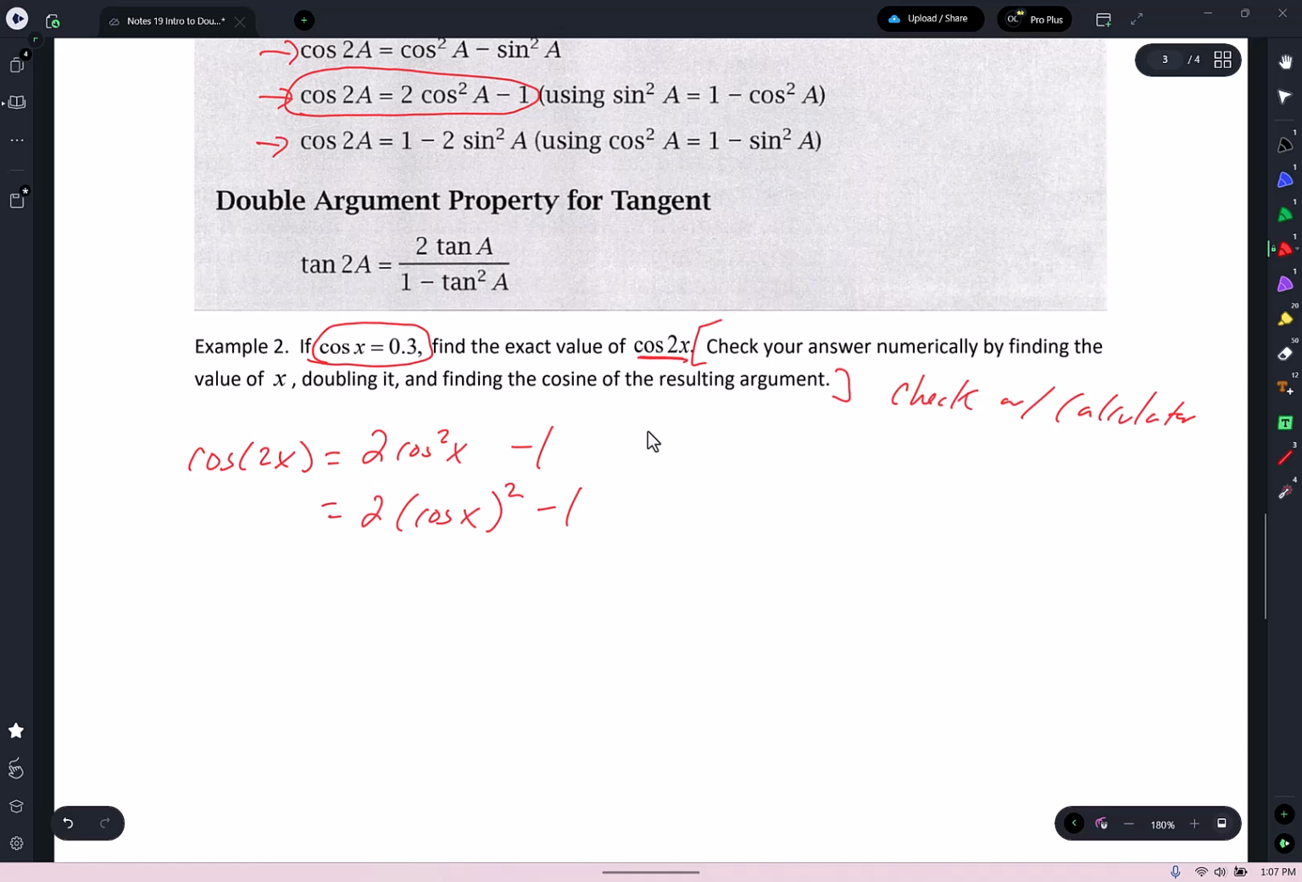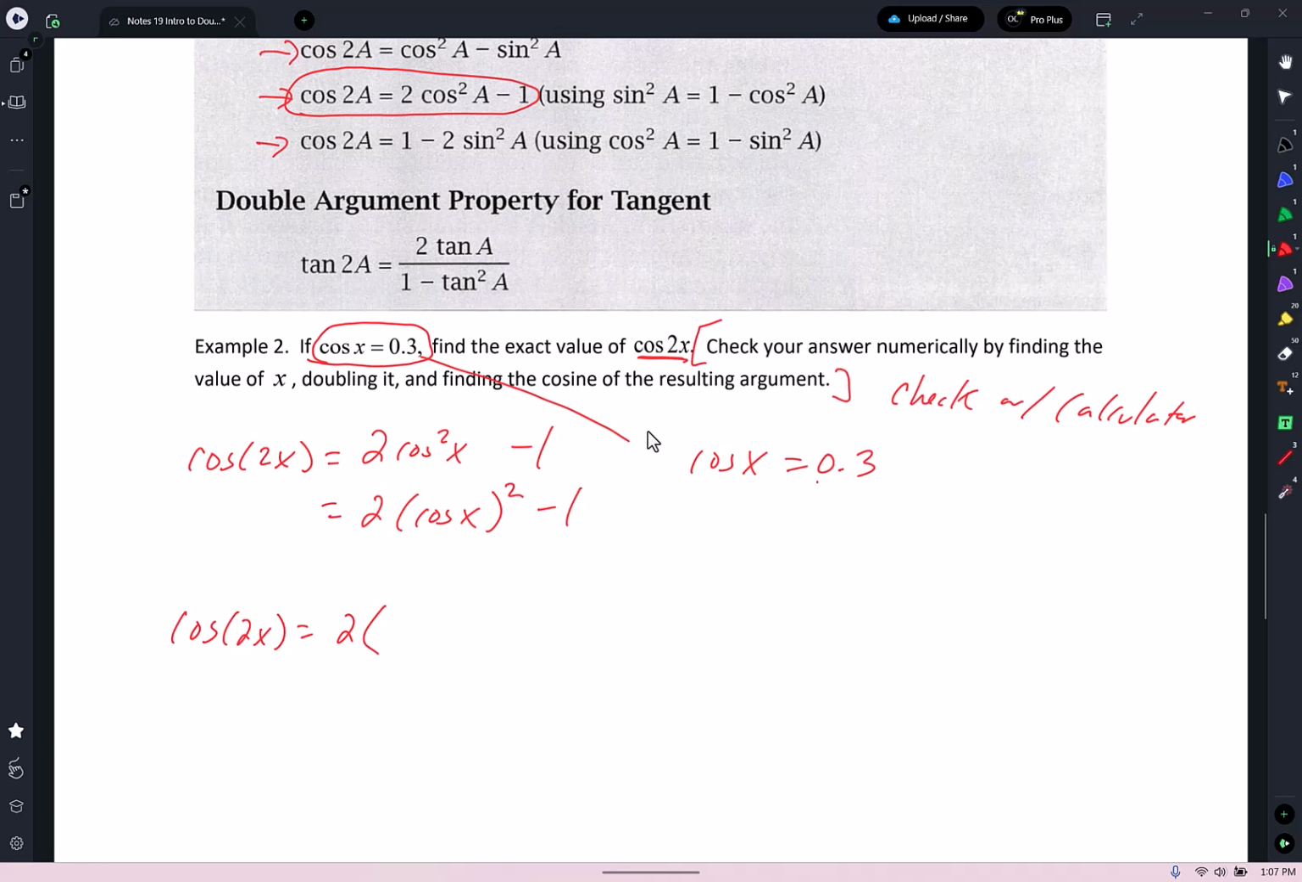So I'm going to go ahead and start. You guys ready? They tell you that cosine x is 0.3. See how they tell you that? So I'm going to go cosine 2x equals 2 parenthesis, what is cosine x? 0.3. I'm going to square it, minus 1. I think we can do this without a calculator.